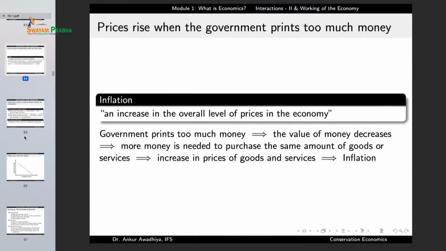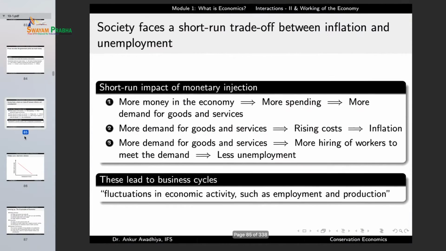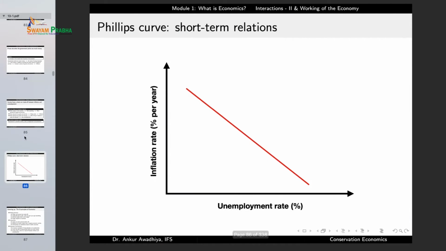Then we saw that prices rise when the government prints a lot of money, and in the short run, there is a correlation between the inflation rate and unemployment rate. So if the government goes for a large amount of inflation, then there will be less unemployment. If the inflation is low, then the unemployment will be high. So this is a correlation.